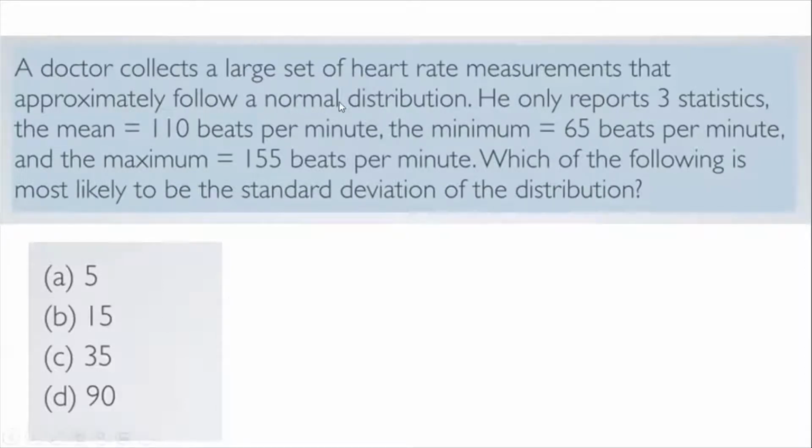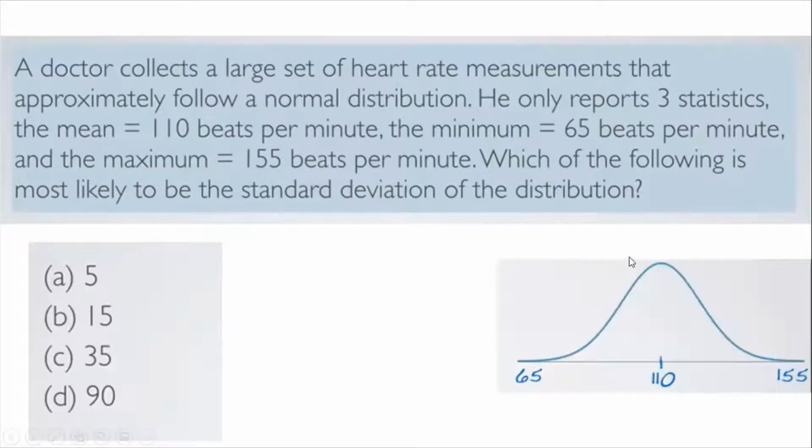So it says that it is the normal distribution, and he gives the minimum and maximum. First, we need to draw a normal distribution curve and try to visualize this. Our distribution is centered around 110, with minimum 65, maximum 155. We already said that 99.7% should fall within three standard deviations in order to make it a normal distribution. So if we calculate three standard deviations plus and minus the mean value and see if these values correspond with the range, then we can say that this is the correct answer.